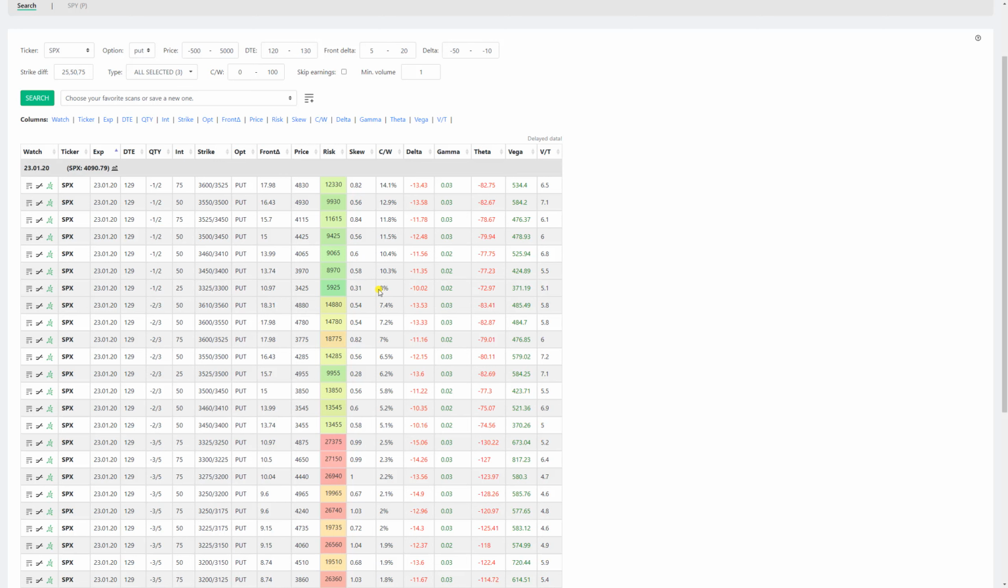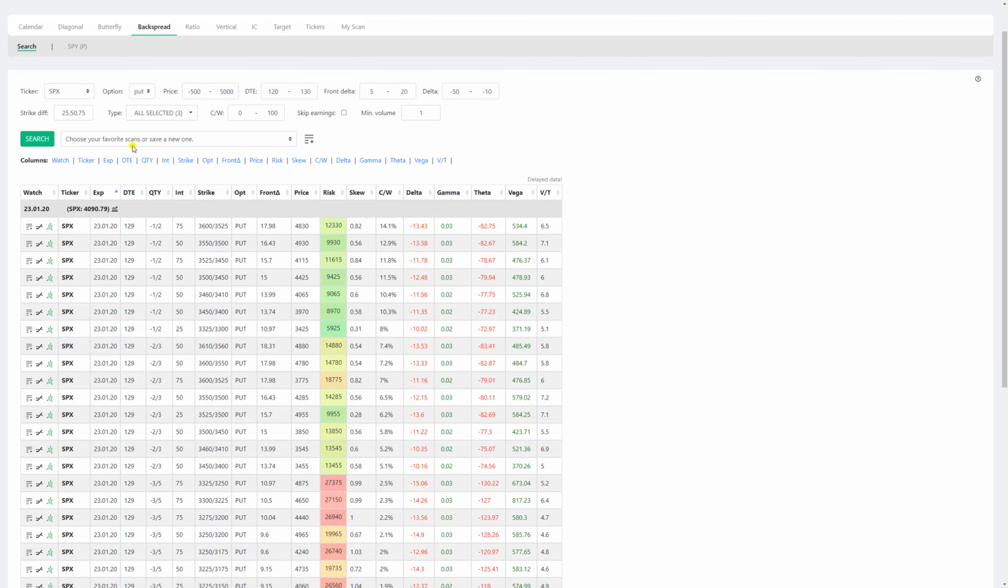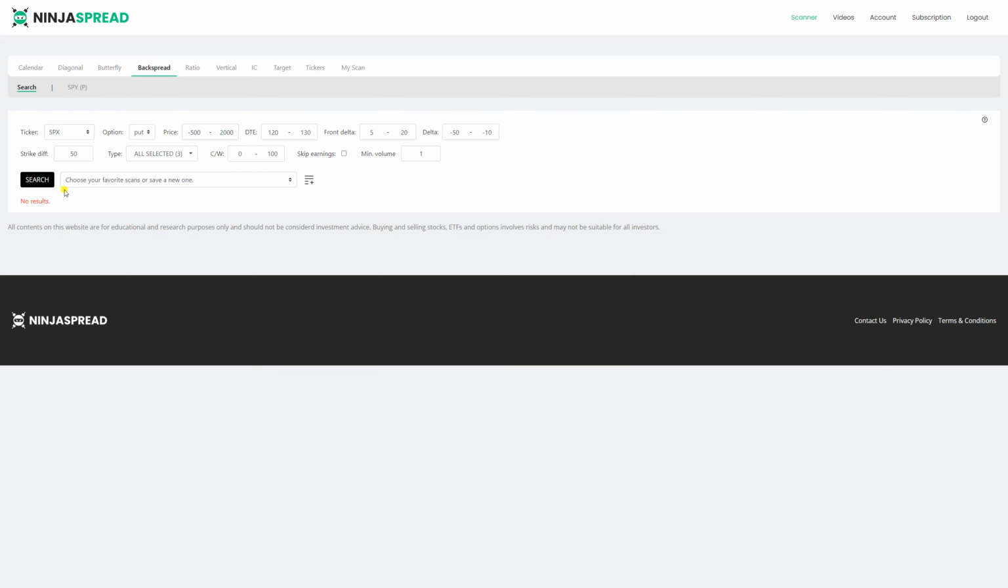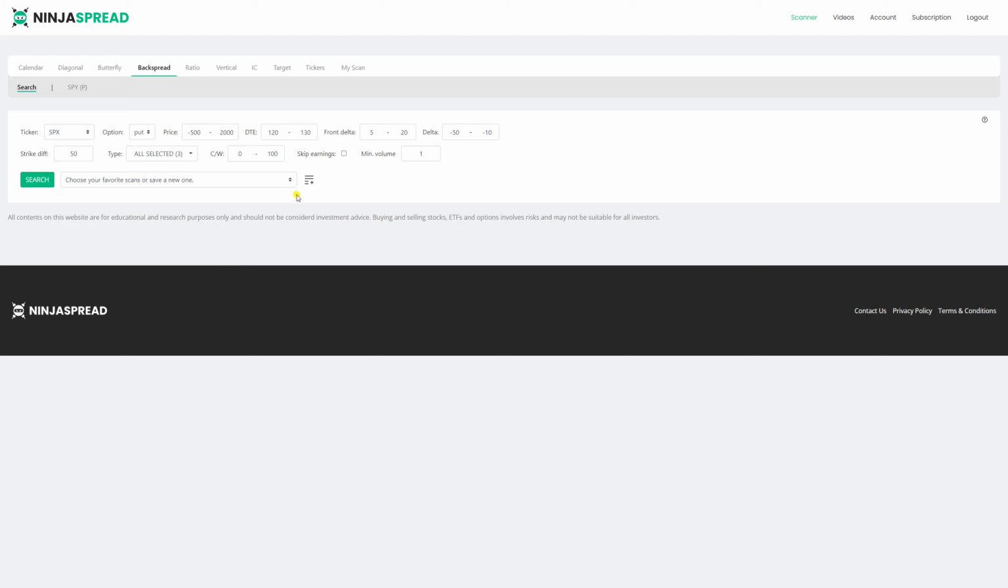And obviously, if you are looking for some very specific condition, for example, you are interested in 50 wide backspreads that are between 120 and 130 days to expiration. It's just an example. It can be 180 or 200 days with this front delta, but you are looking for something below the price of, I don't know, let's say $2,000. It will not find anything, obviously. It was not in the list.